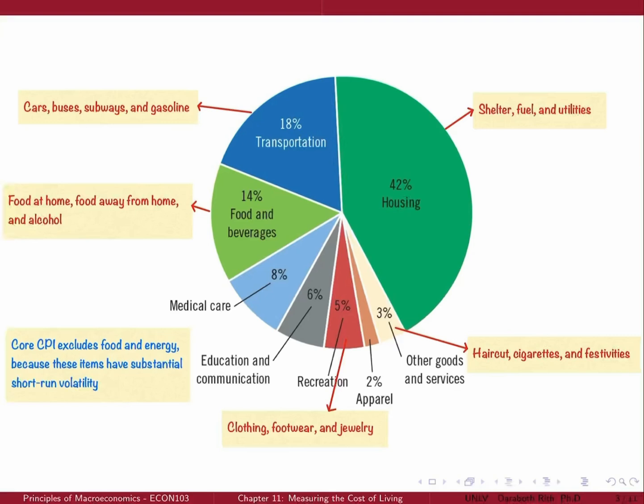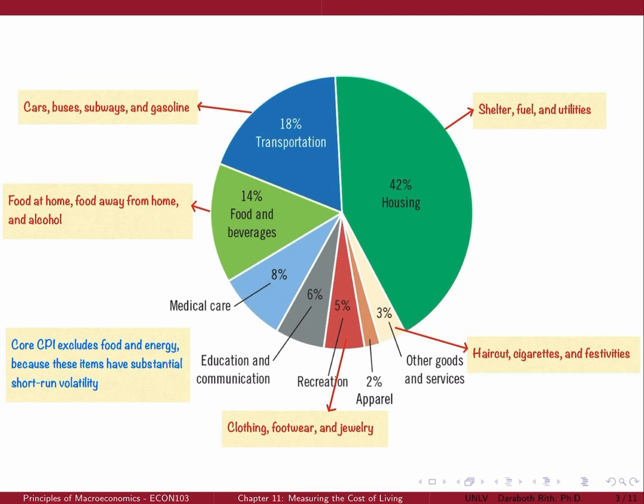Let us now examine the various categories of goods and services typically included in the consumer basket. First, we have housing, which makes up a significant portion. This category includes shelter, fuel, and utilities. Next is transportation, covering expenses such as cars, buses, subways, and gasoline. The food and beverages category encompasses food consumed at home, dining out, and alcohol. We also consider medical care, education and communication, and recreation. Under apparel, we include clothing, footwear, and jewelry.